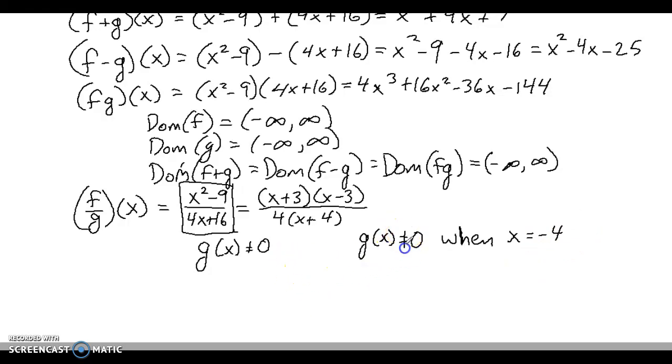Or another way to write that, g of x is not equal to 0 when x is not equal to negative 4. So as long as x is not negative 4, we are good. So we write negative infinity to negative 4. We use this parenthesis to say we are not including negative 4, a union symbol. And then negative 4 to infinity. And again, this parenthesis means we are not including negative 4, but we're including anything bigger than it and anything smaller than it, just not negative 4.